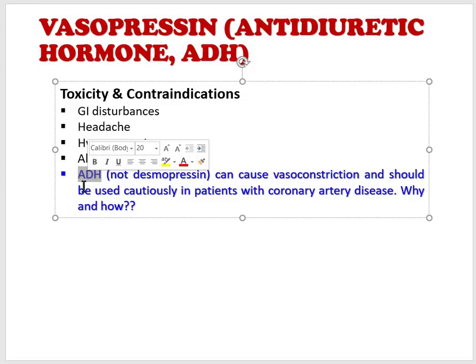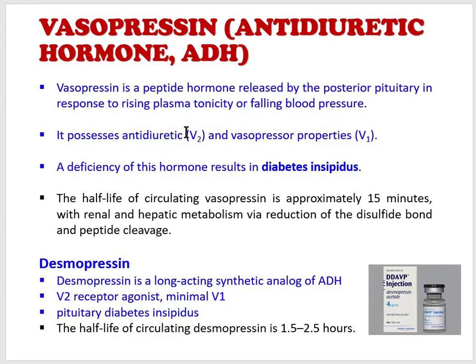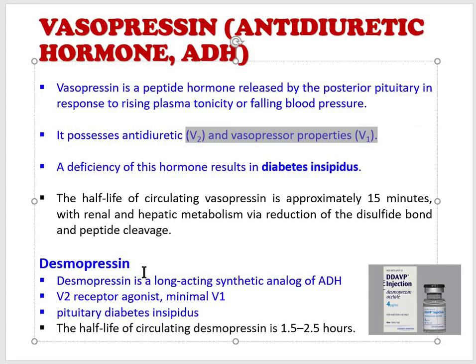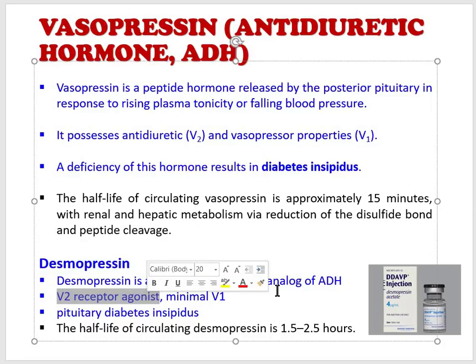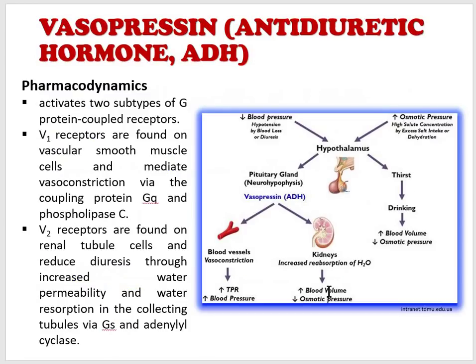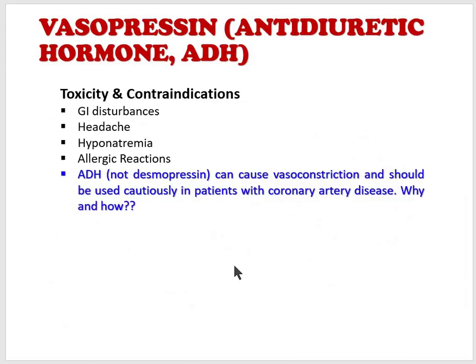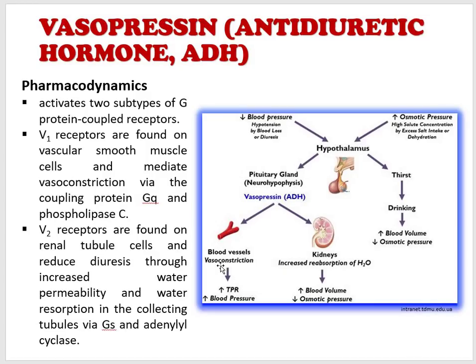Why wouldn't you use ADH, antidiuretic hormone, if the patient has coronary artery disease? Because you saw that ADH has activity at both V2 and V1, but the drug called desmopressin only has V2 agonist activity. So in case the patient has coronary artery disease, if you use desmopressin, it will spare the V1 receptor mechanism, or smooth blood vessel constriction.